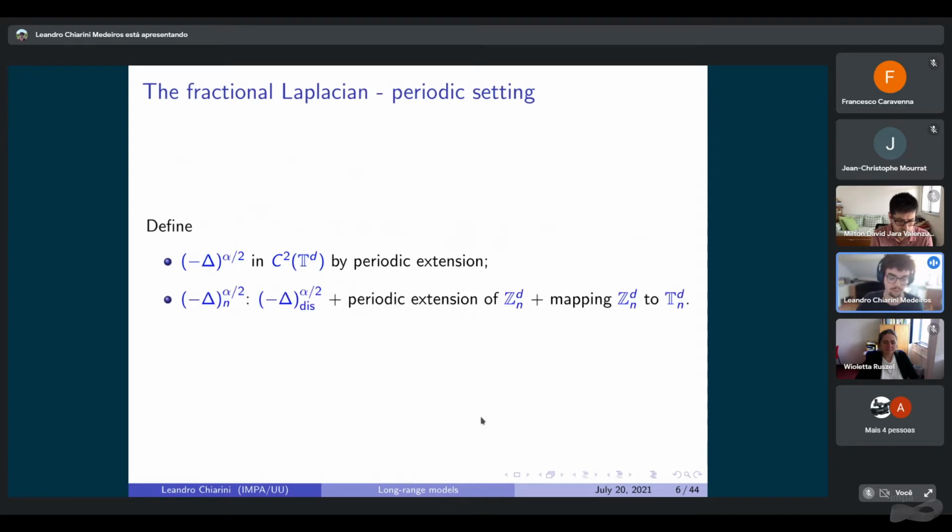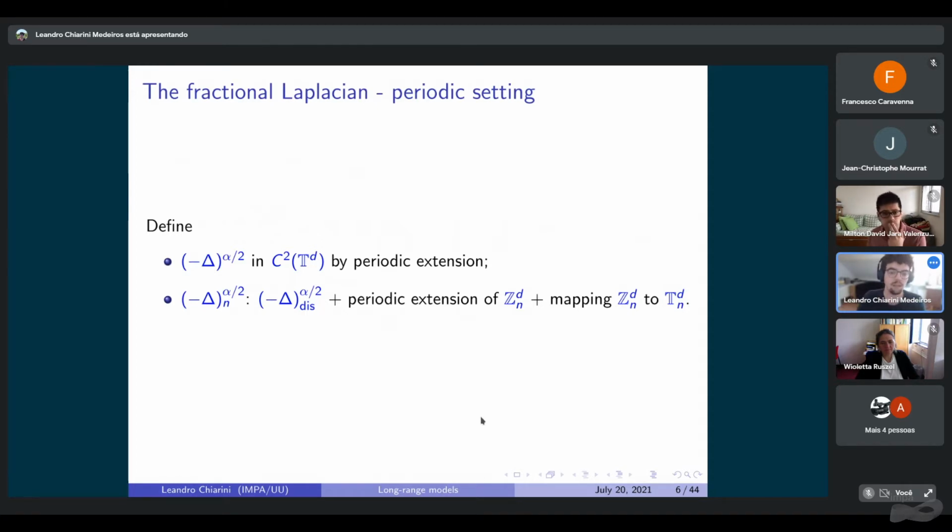For the discrete case, it's slightly more intricate, but not particularly so. We have to think of this discrete fractional Laplacian that we presented before, with periodic extension on Z^d_N for a fixed parameter n, and there is a certain mapping renormalizing Z^d_N to T^d_N.